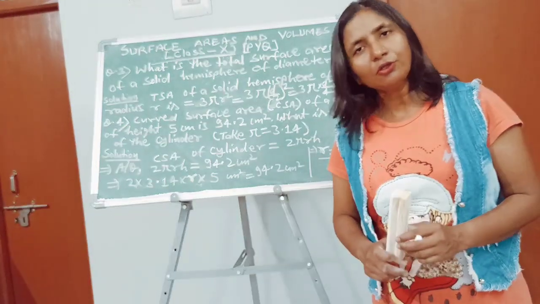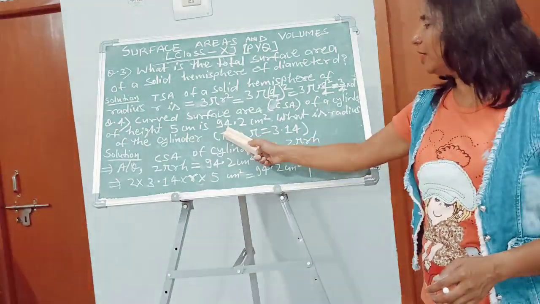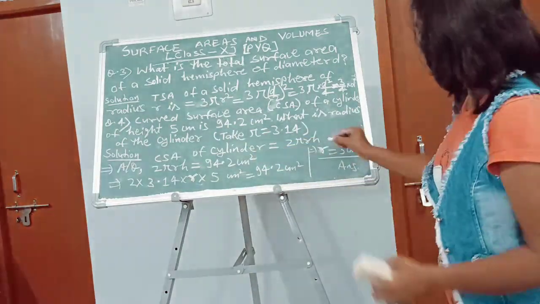R is equal to 3 centimeter. It means the radius of this cylinder will be equal to 3 centimeter. This is the answer.